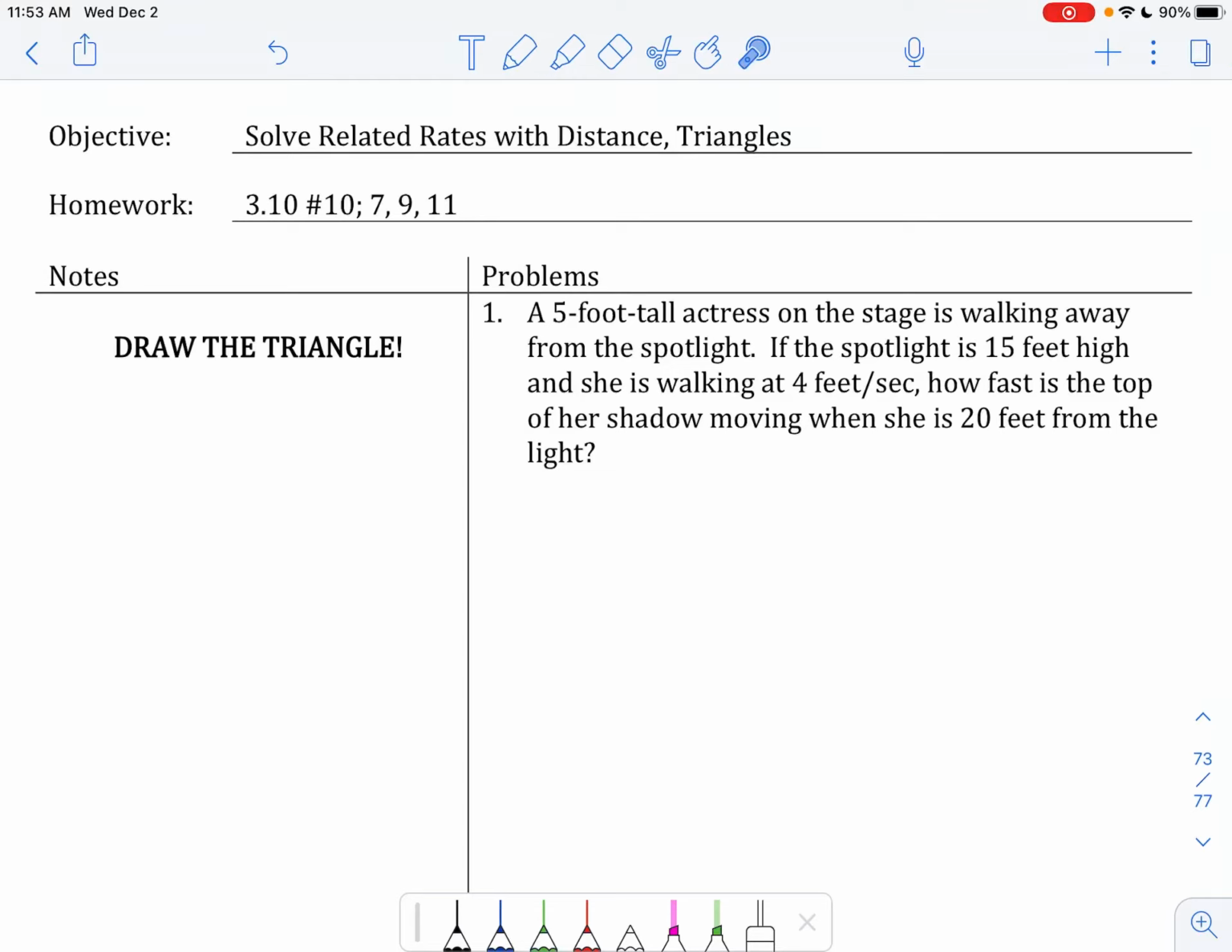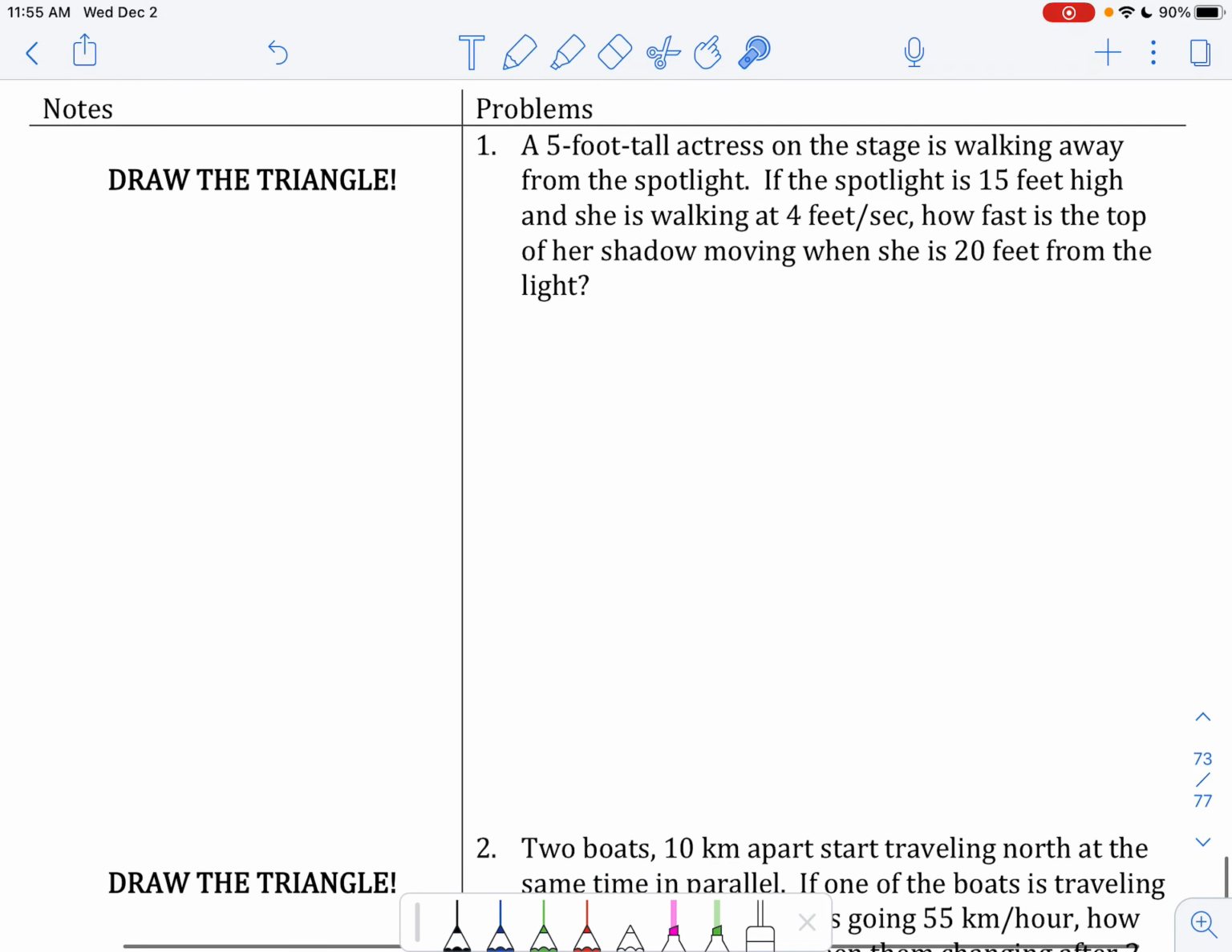Hey all, so we're going to keep solving with related rates here. Now we're going to be talking about distance as a type of problem, especially with triangles. So this is a very common type of related rates problem. Here you have 4 problems, and these are all going to be word problems here. Now with all of these, the first thing I'm going to recommend is start by drawing a triangle, because that is what they're going to rely on.